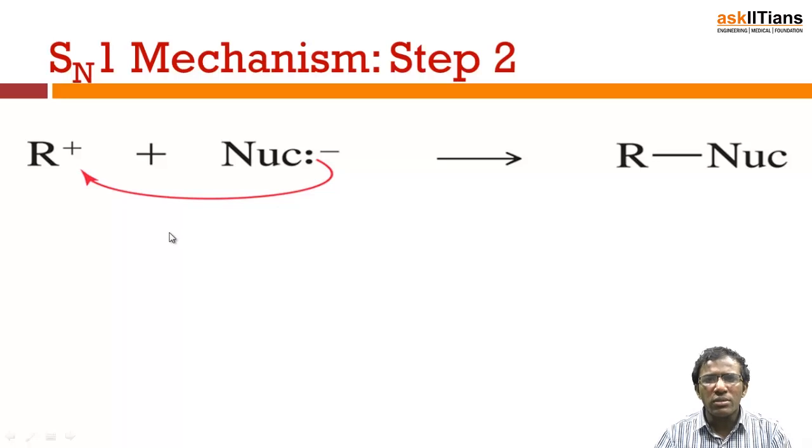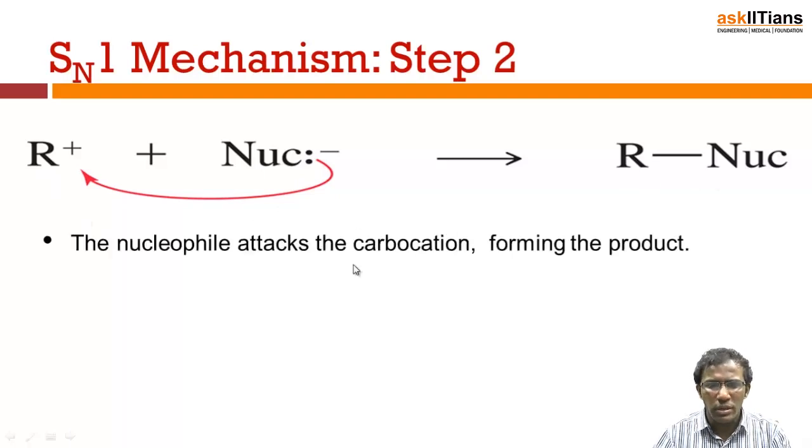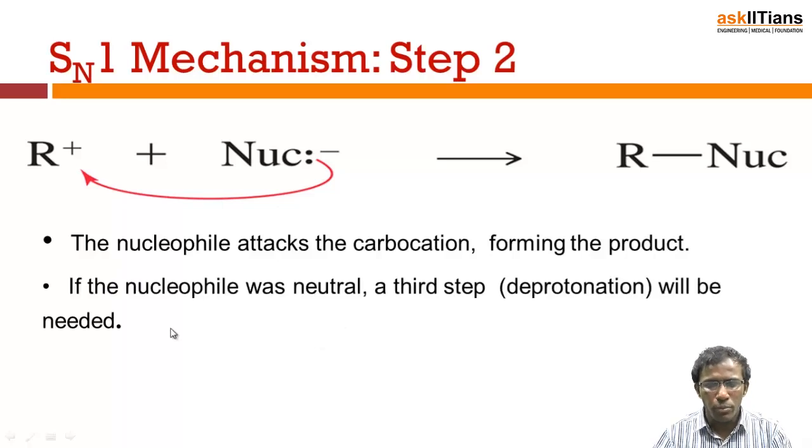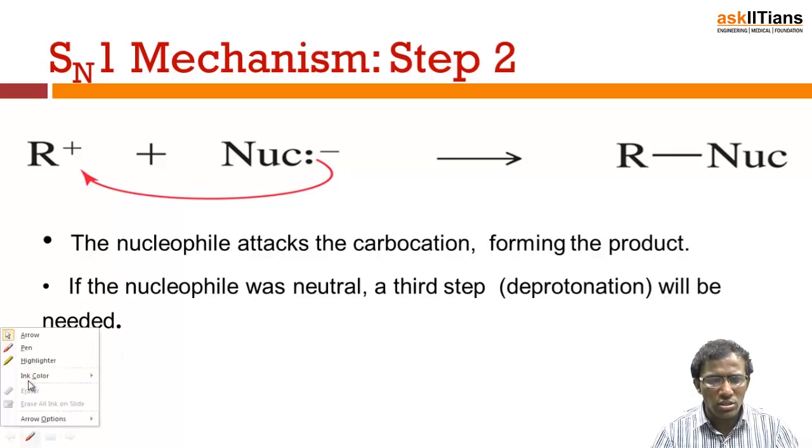Let's see what happens in the second step. In the second step, this electron deficient carbocation will be attacked by the nucleophile, and a bond formation takes place. The nucleophile attacks the carbocation, forming the product. Generally the reaction ends here, but if the nucleophile is neutral, then a third step will also take place, that is the deprotonation step.